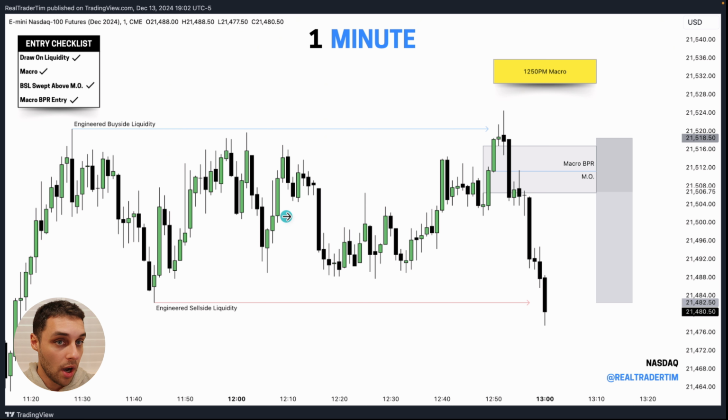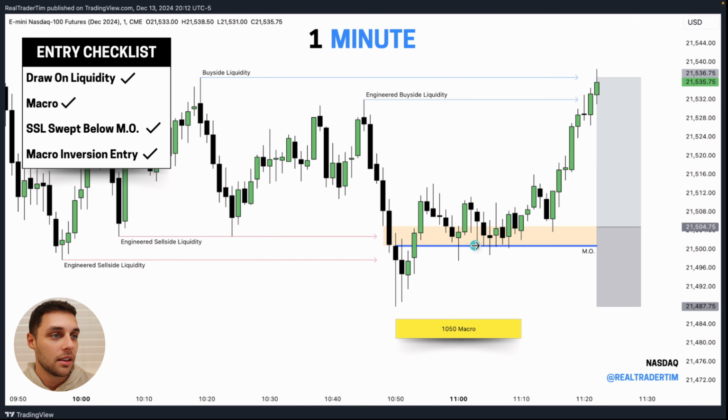Okay. But you want to see the range be built. You want to see liquidity built on both sides. That is the main takeaway for today. Okay, let's move forward. The 1 minute chart again.